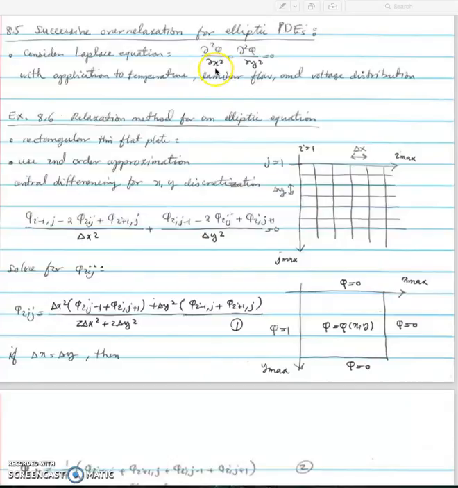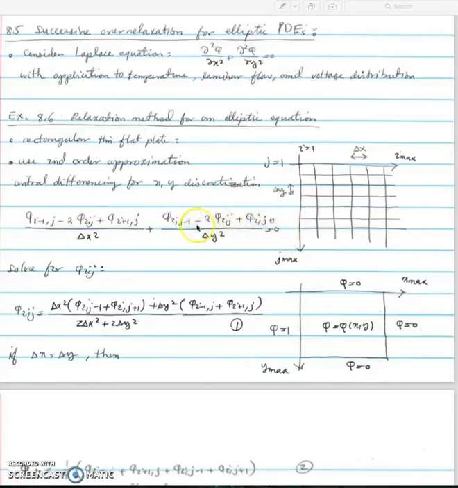So the discretization of central differencing on the first term turns out to be something like this: phi I minus 1j minus 2 times phi ij plus phi I plus 1j divided by del x squared. So this is the discretization of the first term right here. And then we have the discretization on the second term, which is phi I comma j minus 1 minus 2 phi ij plus phi I comma j plus 1 divided by del y squared. And this is the discretization of the second term. Okay, so then the whole thing equal to 0.